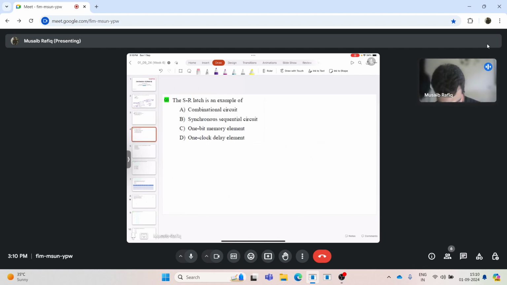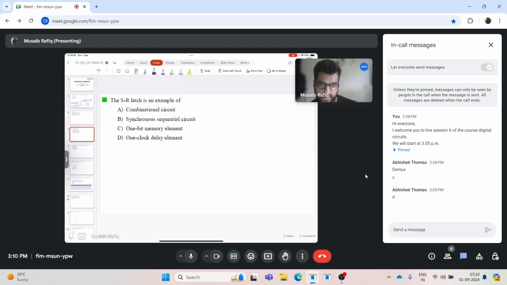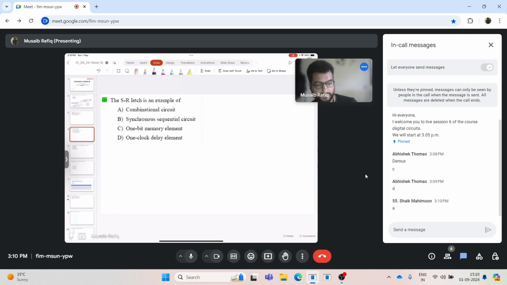Right now, another question that I'd like you guys to solve first. I think you can give the answer in real time as well. So we have the SR latch is an example of A, combinational circuit, B, synchronous sequential circuit, C, 1-bit memory element, D, 1 clock delay element. So anyone, what is SR latch an example of among the following options A, B, C, D?